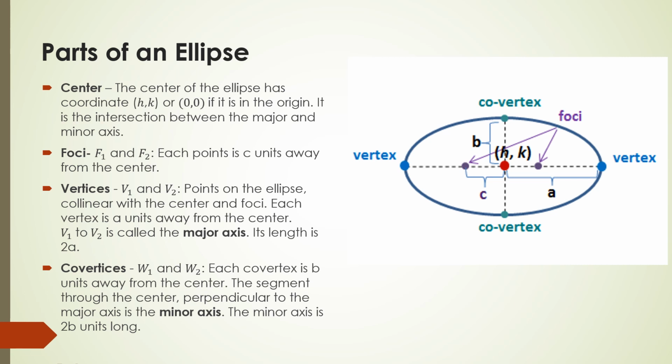Vertices, denoted by V1 and V2. These are the points on the ellipse, collinear with the center and foci. Each vertex is a units away from the center. V1 to V2 is called the major axis. Its length is 2a. We also have the co-vertices, denoted by W1 and W2. Each co-vertex is b units away from the center. The segment through the center, perpendicular to the major axis, is the minor axis. The minor axis is 2b units long.